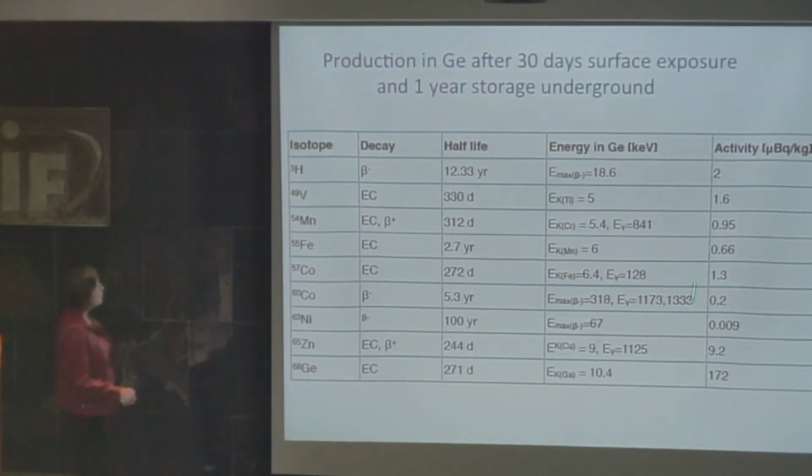Okay, I don't know that we need to go in great detail through it, but you can see what gets produced in germanium. So you do have tritium getting produced in the germanium, for example, after 30 days of surface exposure, and then you take it underground for 1 year, and depending on the lifetime of each of the isotopes you've created, they slowly can decay away. And some of them, of course, are not such a problem. Just bring it underground, leave it for a while. Others are more of a problem.